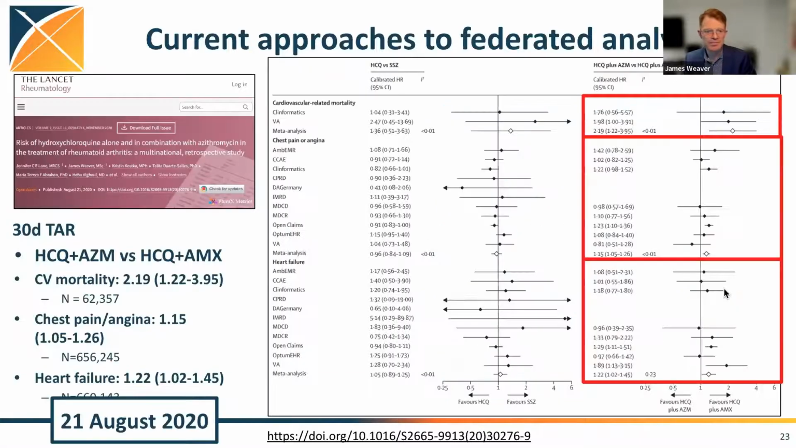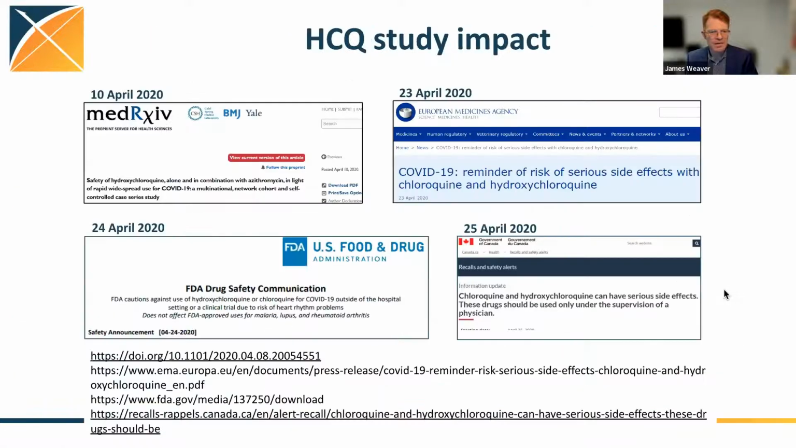Next, please. Our results were published on August 21st, 2020. We reported a short-term increased risk of cardiovascular mortality, chest pain or angina, and heart failure derived from hundreds of thousands of patients from 14 databases, which was highly concerning.